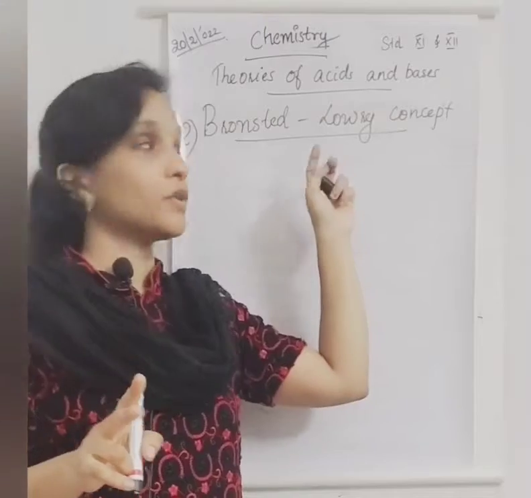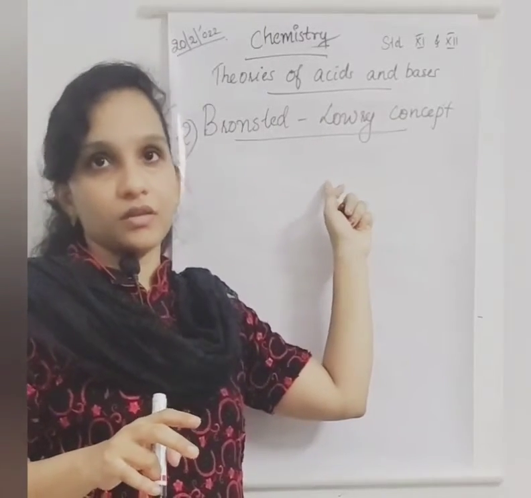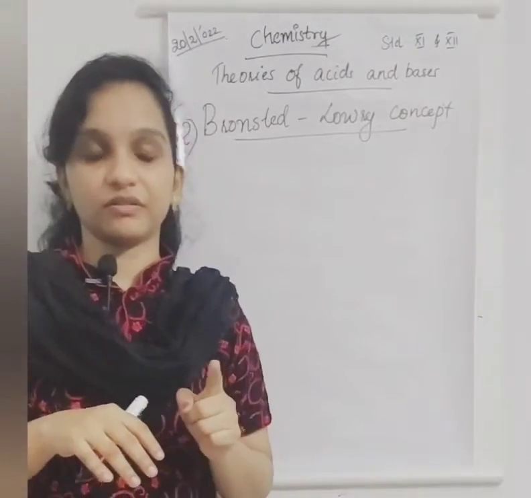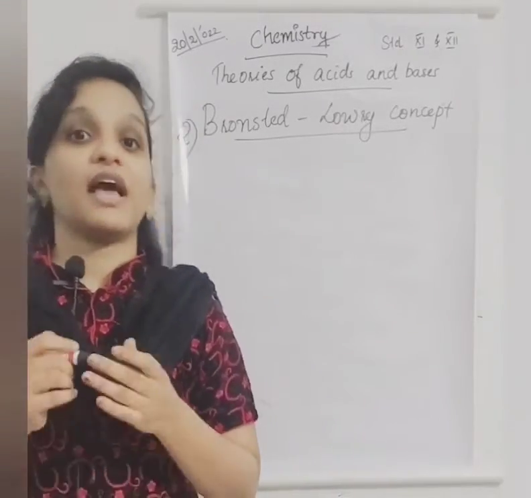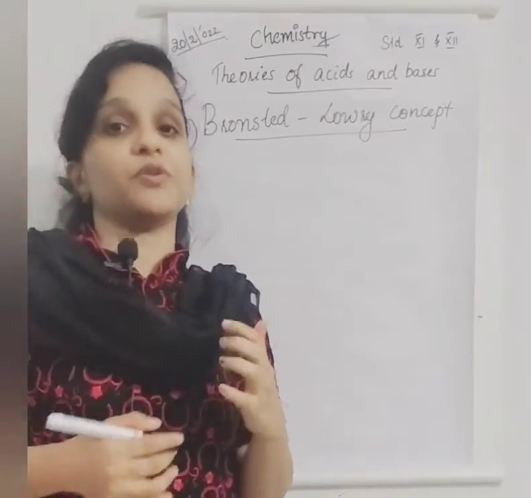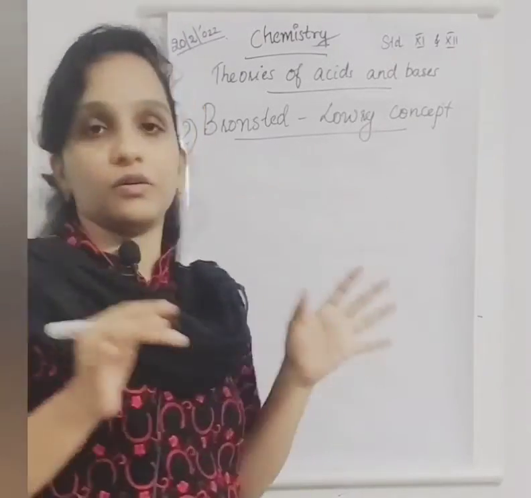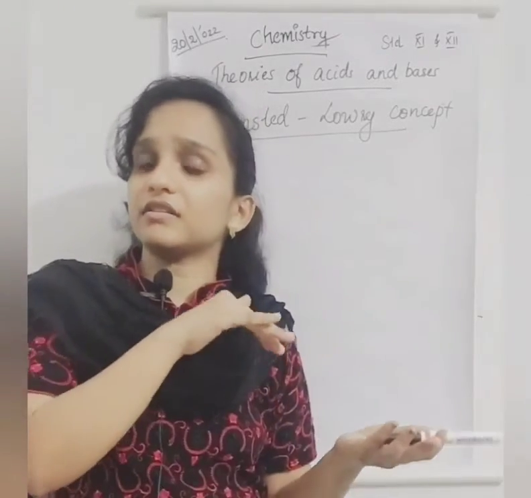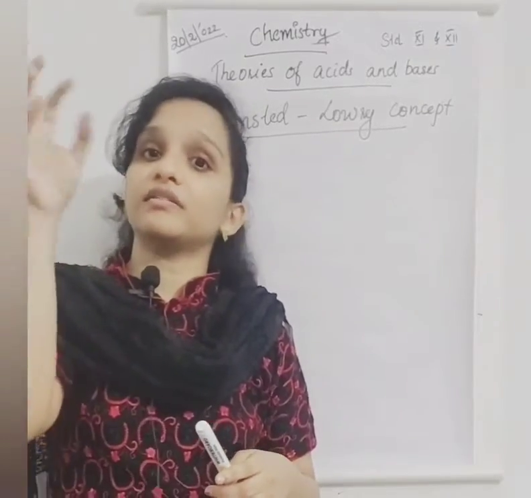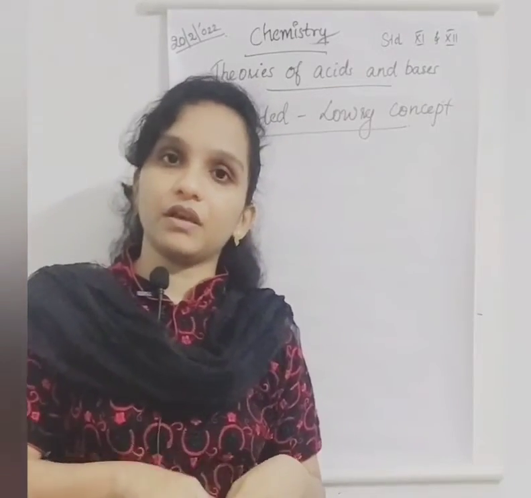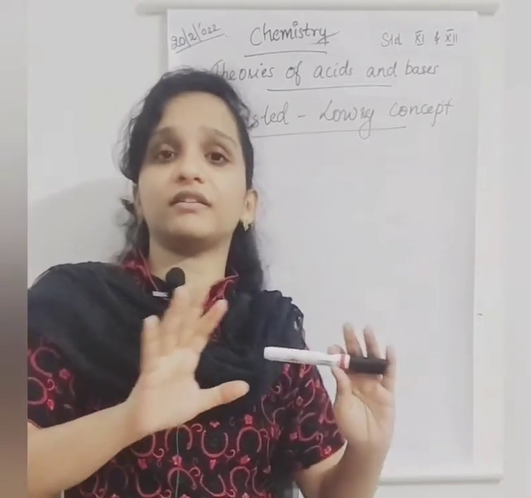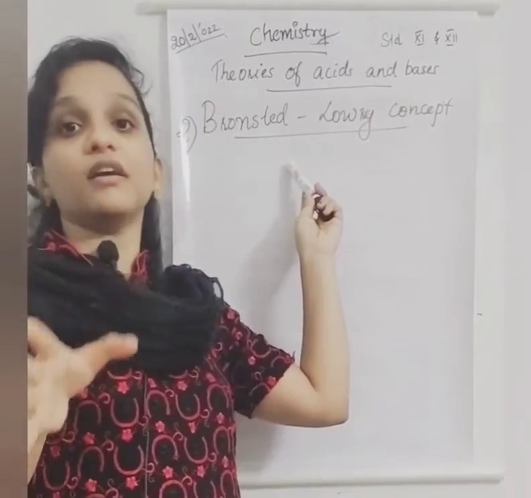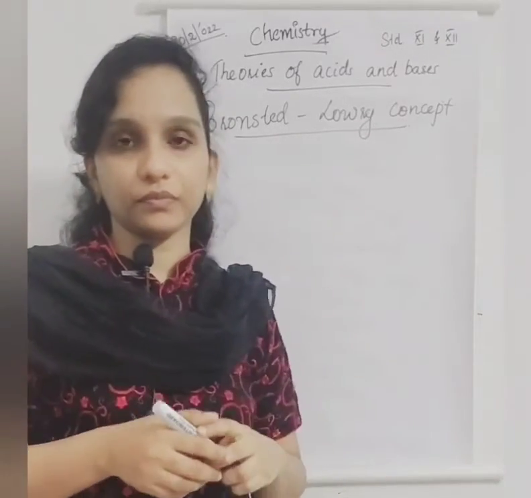There are two scientists here, Bronsted and Lowry. Lowry is an English chemist and Bronsted is a Danish chemist. Independently and simultaneously, they made experiments and found another theory, the Bronsted-Lowry concept. In the Arrhenius theory, the molecule should be dissolved in water, but here there is nothing like that. The first condition is that the molecule need not be dissolved in water.